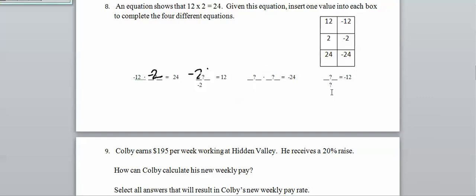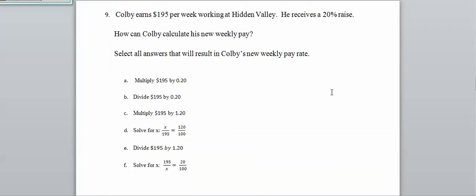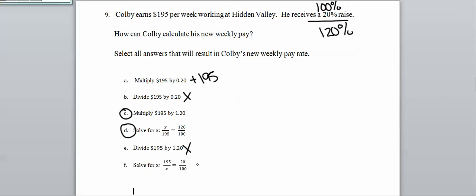Okay, let's look at Colby's Hidden Valley question. Colby earns $195 a week for working at Hidden Valley. He receives a 20% raise. So if you multiply by 20%, that's wrong. You have to take his raise and what he already earns, so he would be making 120%. So you are multiplying by 1.2 and by 120 over 100. You are not dividing. And if you were doing this, you'd have to add on the $195 that he gets.